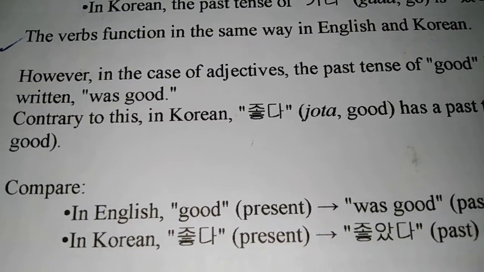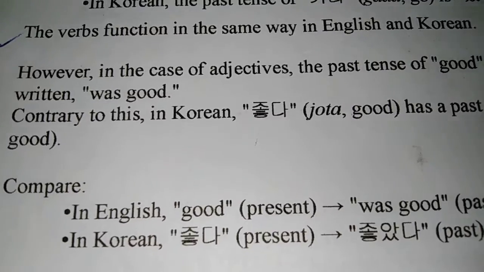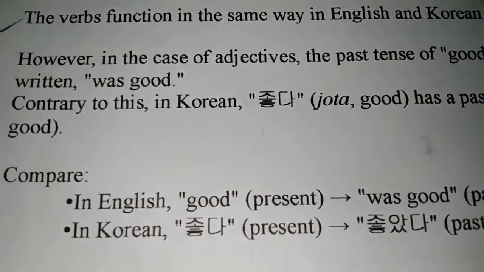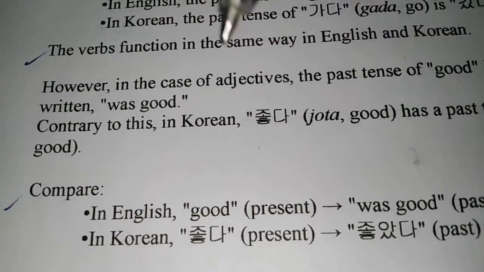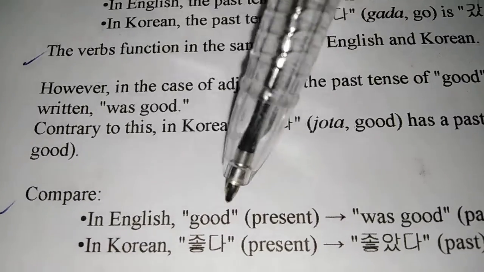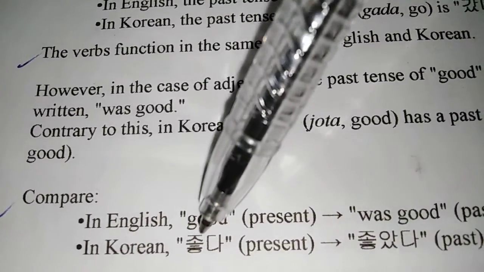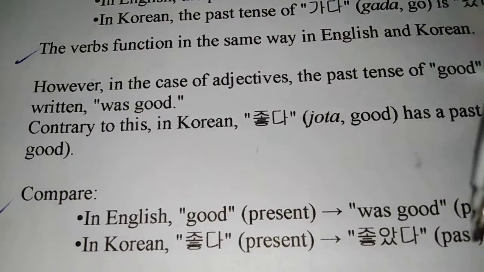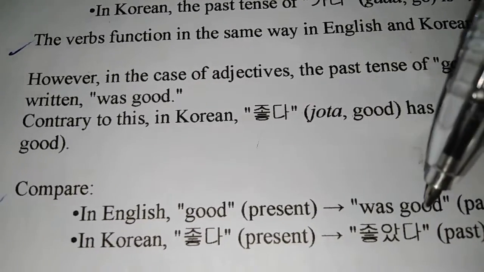I'll be telling you in detail about the tense and things once we get into the different chapters, each for nouns and each for verbs and adjectives. Now let's concentrate here. Anyways, 좋다 is present, and we change the word itself to make it past rather than adding something to it. So 좋다 becomes 좋았다.